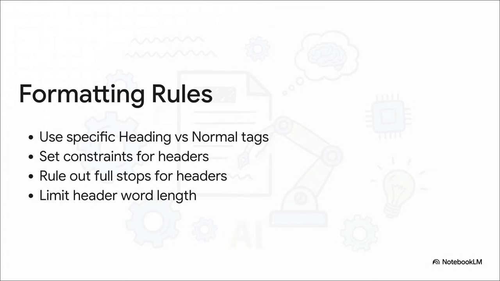Now, because a macro doesn't really have a brain of its own, you do need to set clear rules. You have to give the AI specific constraints. Things like assume anything in bold is a header, or headers will not have full stops, or maybe headers will be a maximum of 30 words.